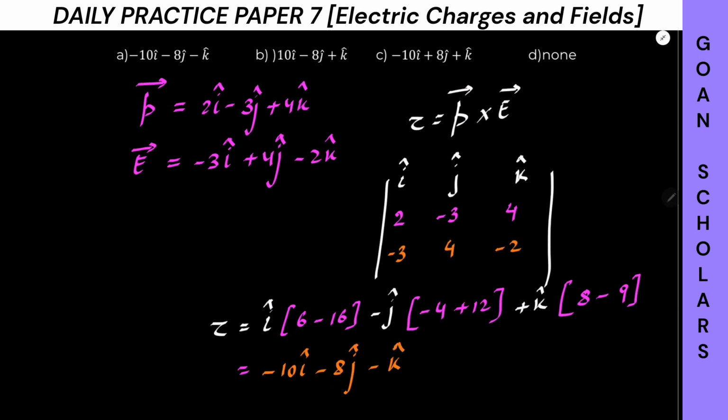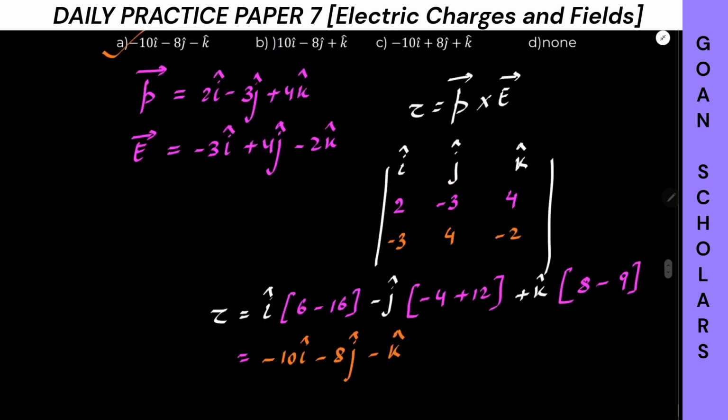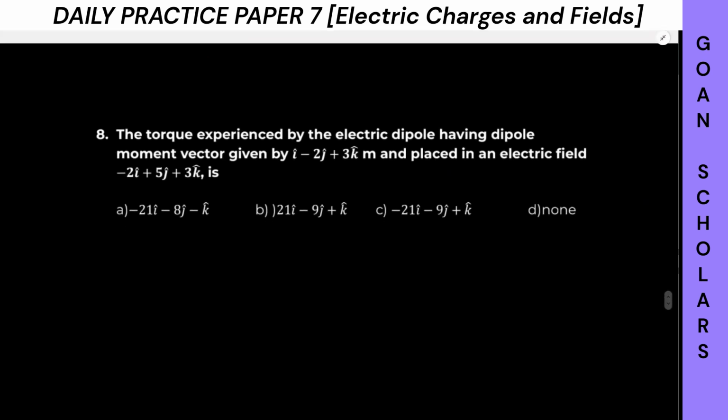So minus 10 is there. Yes, option A and C. Minus 8, option A. So the correct answer is option A for question number 7. This is the way we calculate torque in case vectors are given. In case vectors are not given, you can directly use P into E, if magnitudes are given.